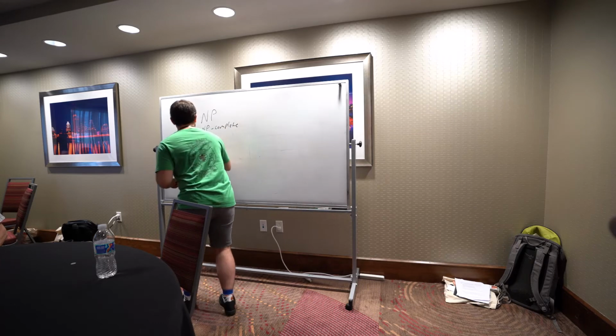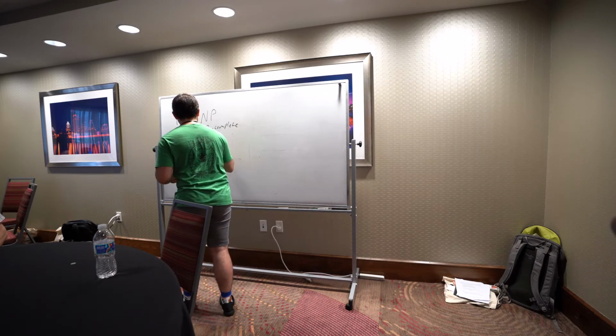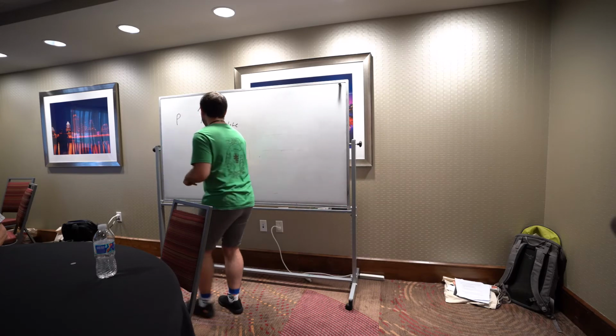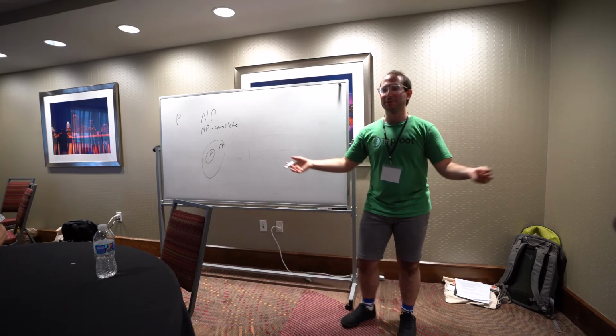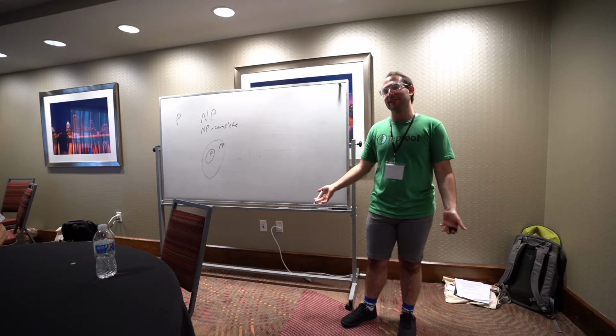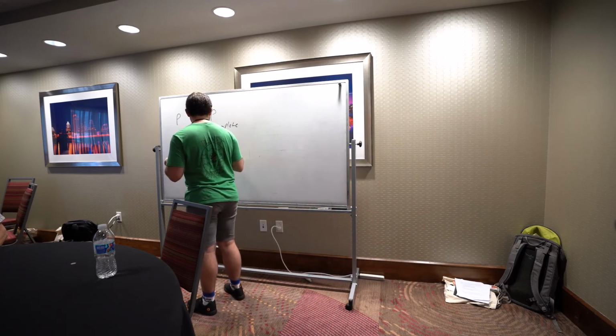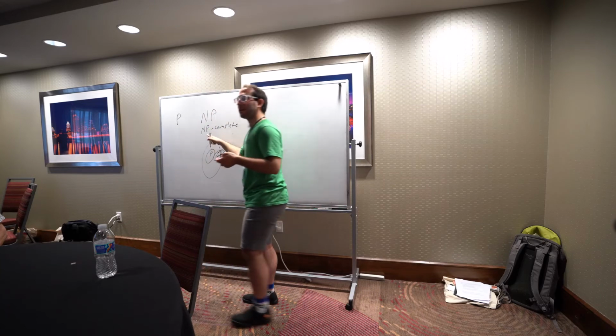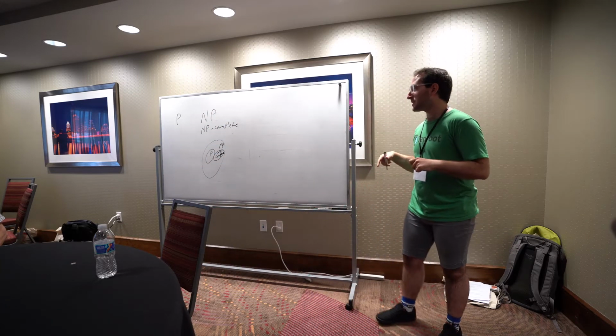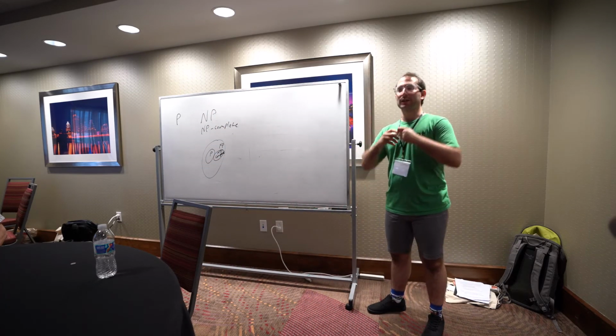So maybe I should have drawn it as a picture, right? We have P in here, we have NP here. We don't know if these are the same or not, but as cryptographers and Bitcoiners, we should all believe that they aren't. Otherwise, what are we doing with our lives? And so under that assumption, we've got NP complete as a subset of NP, which is all of the problems that are the hardest in NP.